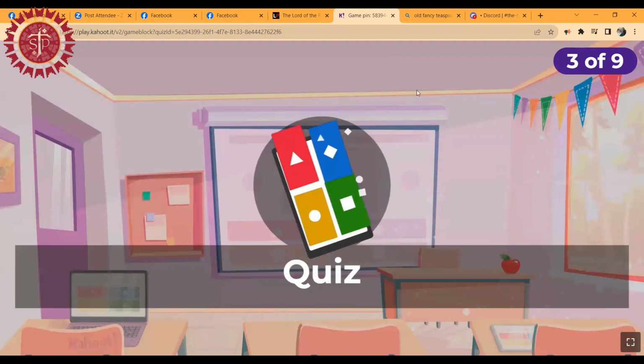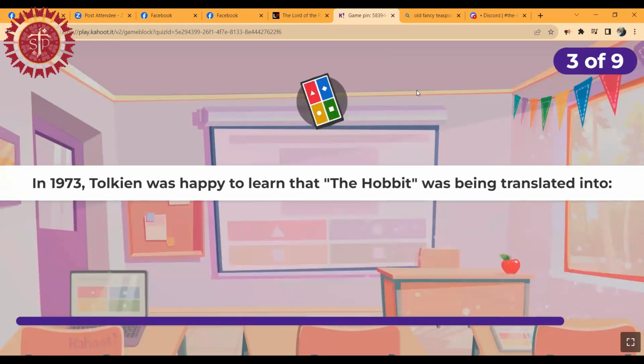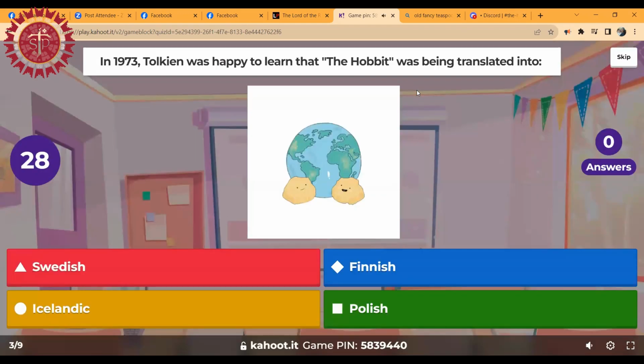I was reading the letters. So in 1973, Tolkien was pleased to learn that The Hobbit was being translated into what language? Swedish, Finnish, Icelandic, Polish. How about this one? Maybe a little challenge? No? No idea.